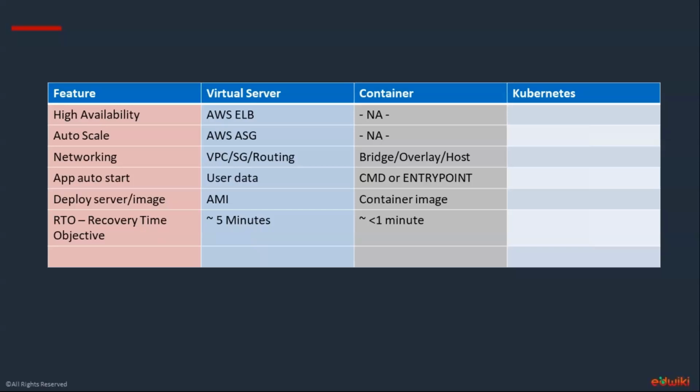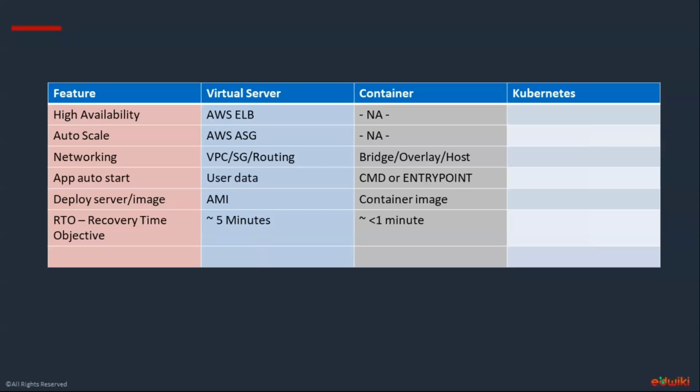The application has to be automatically started and configured, right? That you maintain using the user data that AWS provides. To deploy the application or a server, you use the AMI, right? Using the AMI, you basically create a new server out of it.